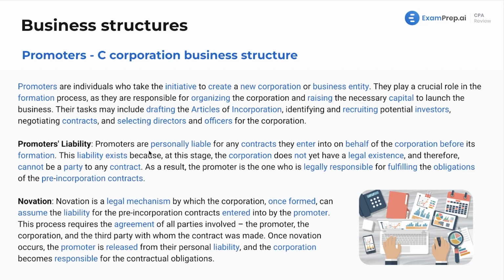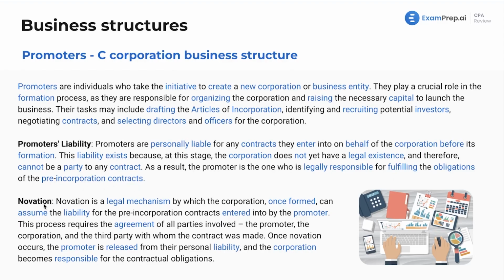Now, promoters are personally liable for any contracts they enter into on behalf of the corporation before its formation. This liability exists because at this stage, the corporation does not have a legal existence and therefore cannot be a party to any contract. As a result, the promoter is the one who is legally responsible for fulfilling the obligations of the pre-incorporation contracts. So that investment bank would be on the hook.